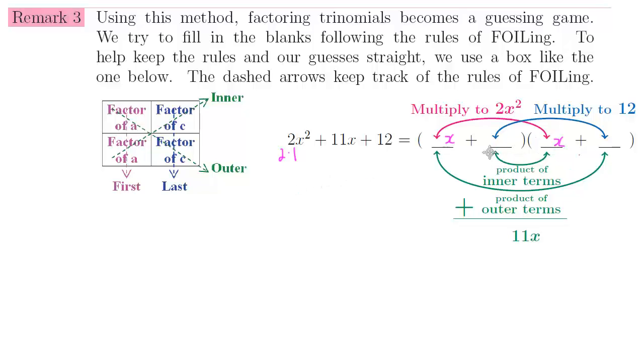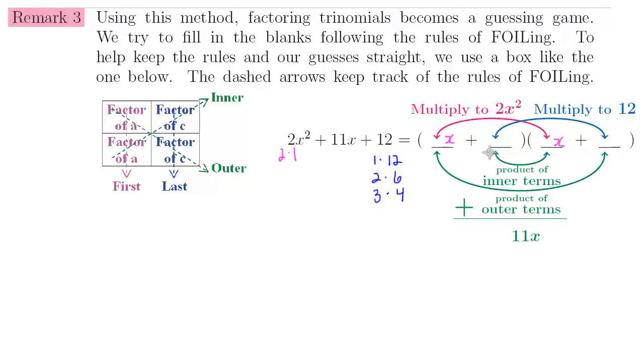Now, these last terms have to come from the factors of 12 since they multiply out to 12. Unfortunately, for 12, there's a bunch of different choices. 12 is 1 times 12, or 2 times 6, or 3 times 4. So the question is, which combination of 2 and 1 in these blanks, and then factors of 12 in these blanks, so either 1 and 12, or 2 and 6, or 3 and 4, are going to ultimately check out and give me 11 in the middle?